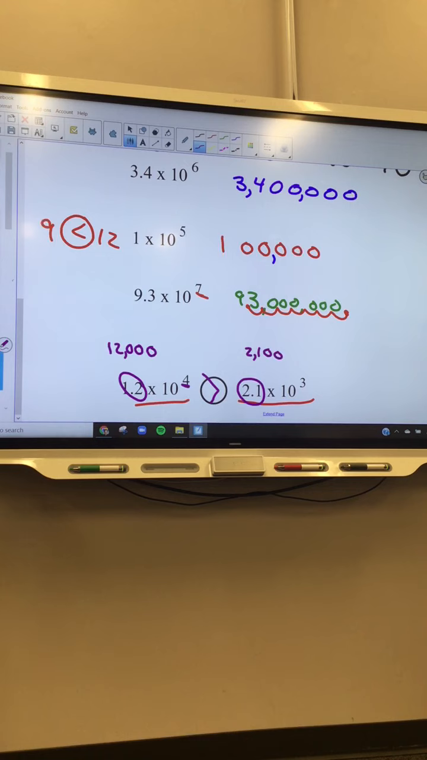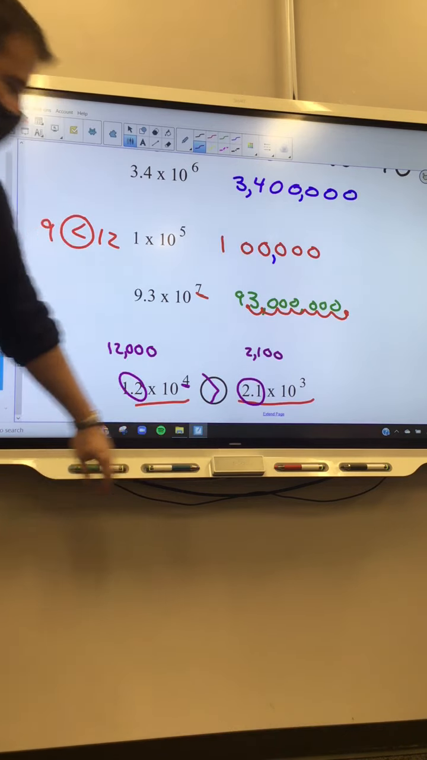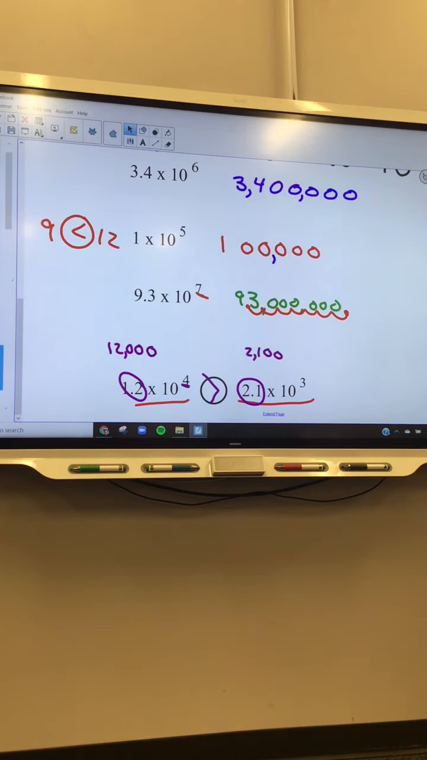Good? Questions on scientific notation? All right, we'll take a look at what we've got on Google Classroom as practice for today.